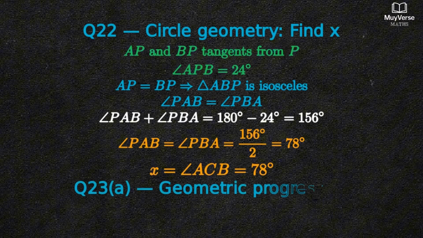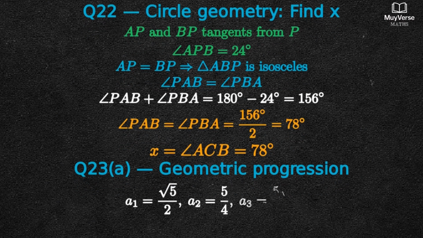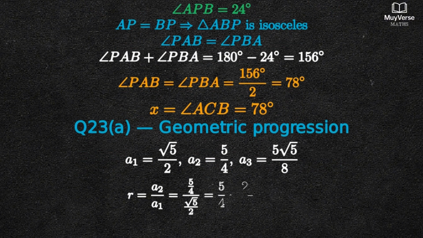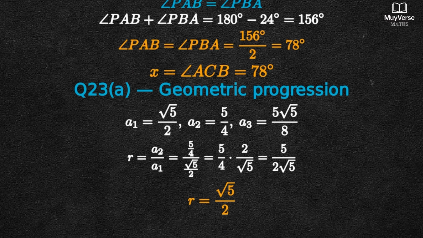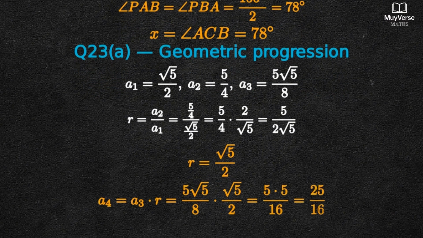Question 23 Part A. The first three terms of a geometric progression are root 5 over 2, then 5 over 4, then 5 root 5 over 8. Work out the next term. Compute the common ratio r by dividing any term by the previous term. The ratio is root 5 over 2. Multiply the third term by r to get the fourth term.